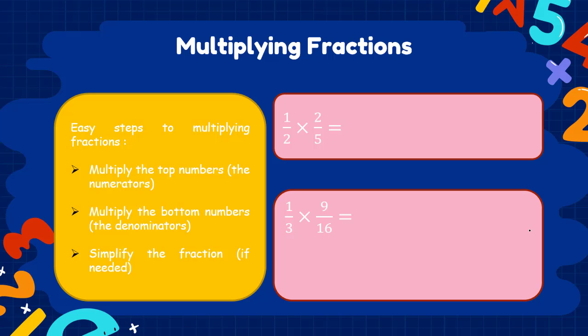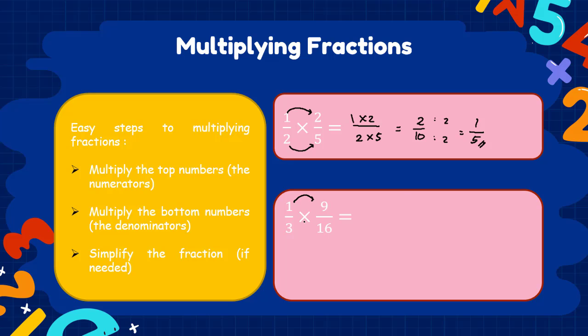Okay, next is multiplying fractions, and these are all the steps to multiplying fractions. So let's do an exercise. 1 times 2, divided by 2 times 5. So it's equal to 2 out of 10. And we can simplify it. We divide it by 2 and it's equal to 1 out of 5. So this is the simplest form.